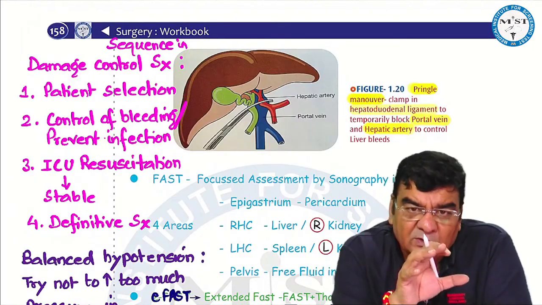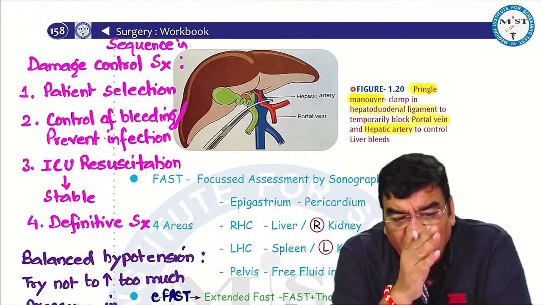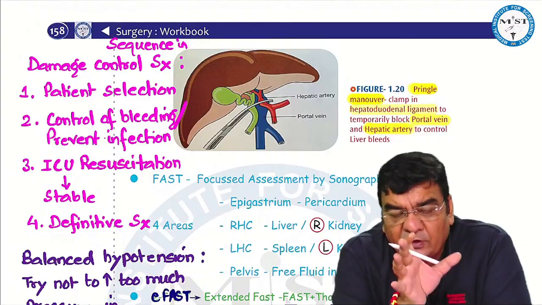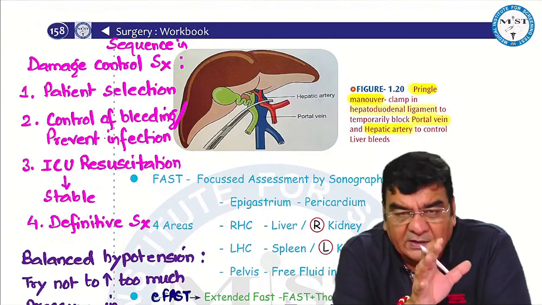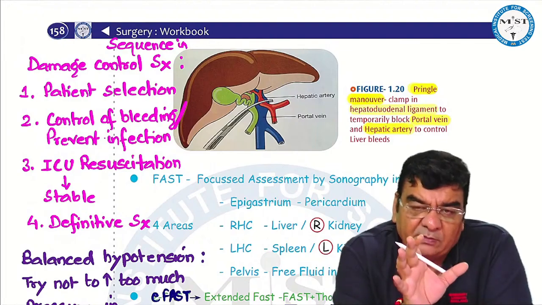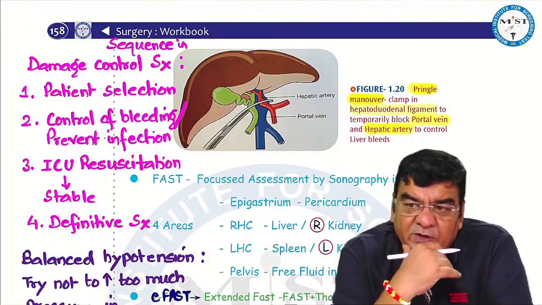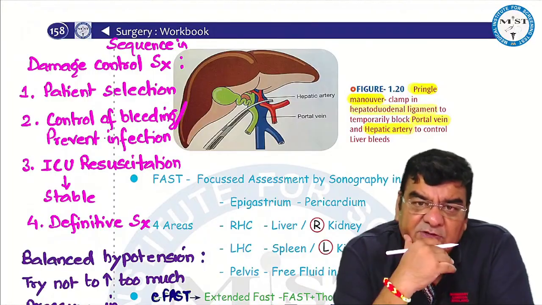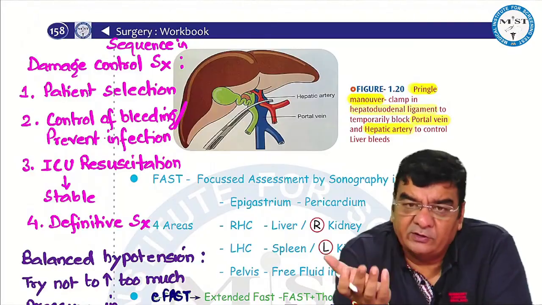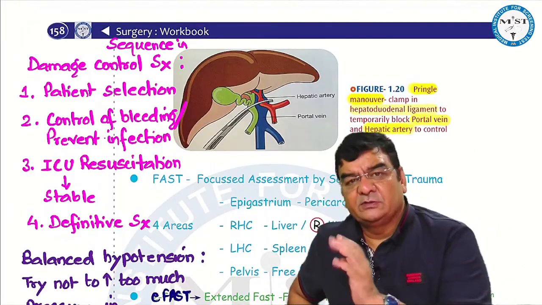Once you are able to control the bleed, maybe in this particular case you did a midline laparotomy, and because you were not able to identify where the bleeding is coming from, you have just put in packs. Packing has been done to control the liver bleed or the splenic bleed. And now shift this patient to the ICU. Give time to the patient for stabilization, where you will be pumping IV fluid, blood transfusion, and tranexamic acid. You will be monitoring the vitals and the various lab parameters. Let the patient become stable.